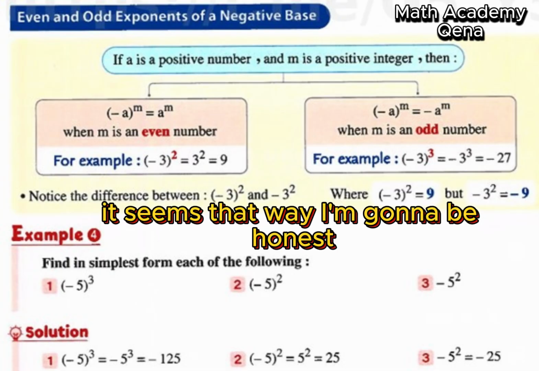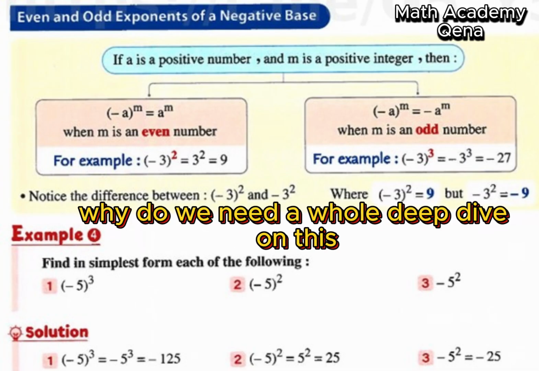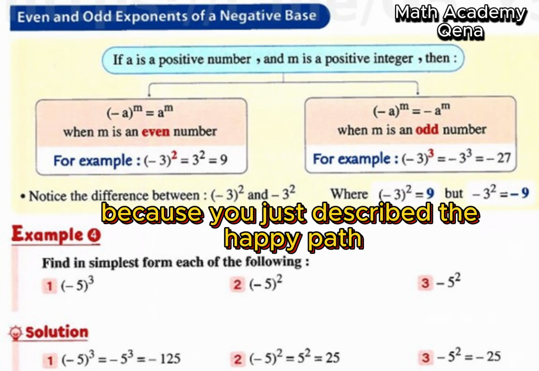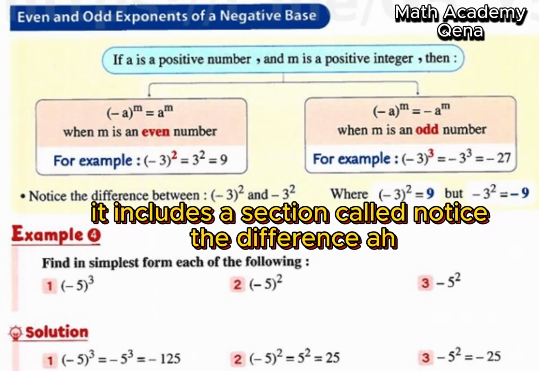It seems that way. I'm going to be honest, I'm waiting for the other shoe to drop here. Why do we need a whole deep dive on this? Because you just described the happy path. You described the scenario where everything goes right. But the source material includes a section called Notice the Difference.